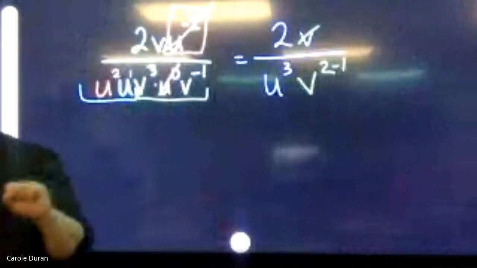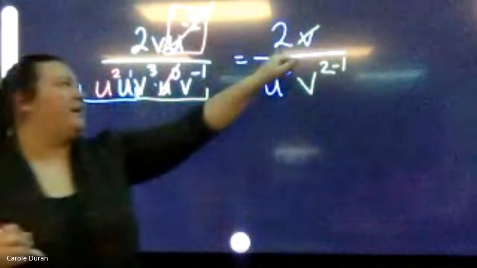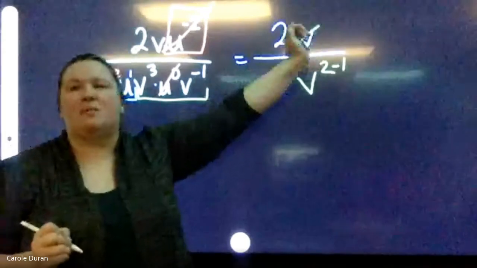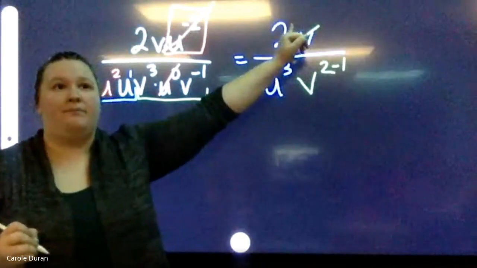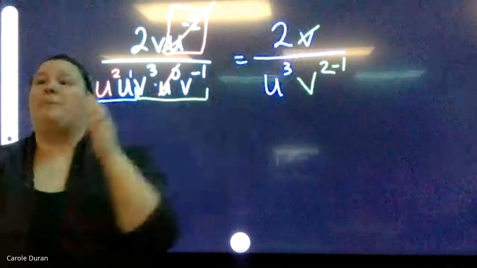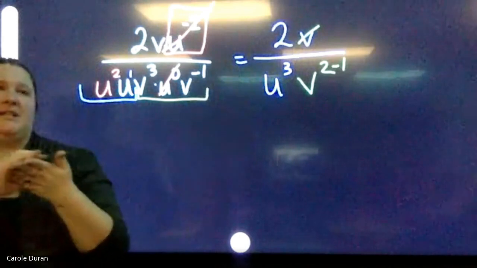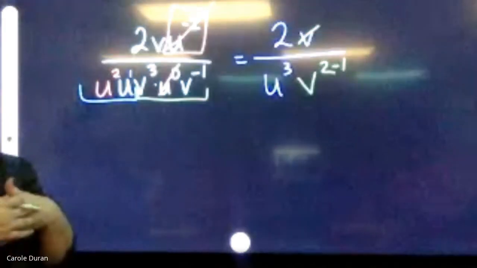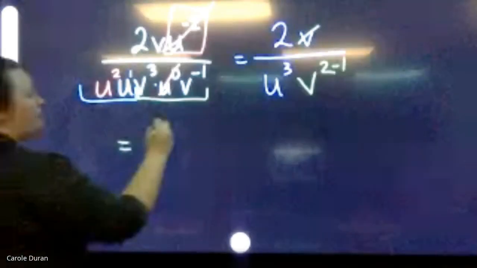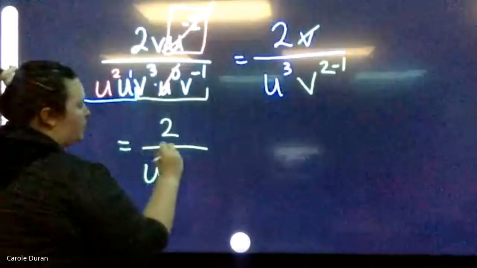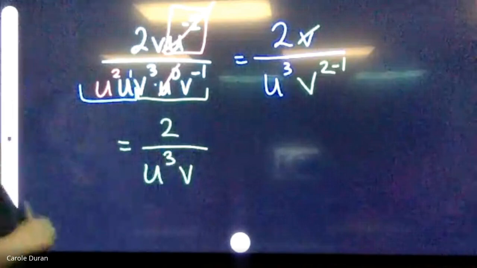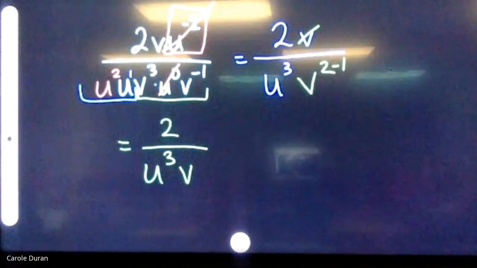The one on top is the one that moves, and I just subtract it from the bigger one. I subtracted a 1 because it was a single v with no exponent, so we assume it had an exponent of 1 on it. Yeah, we pick the biggest one, and that's the one that stays. So then from here, I just go ahead and simplify. So this becomes 2 over u cubed v to the 1, or just v, depending on how you want to write it. And then we are finished.